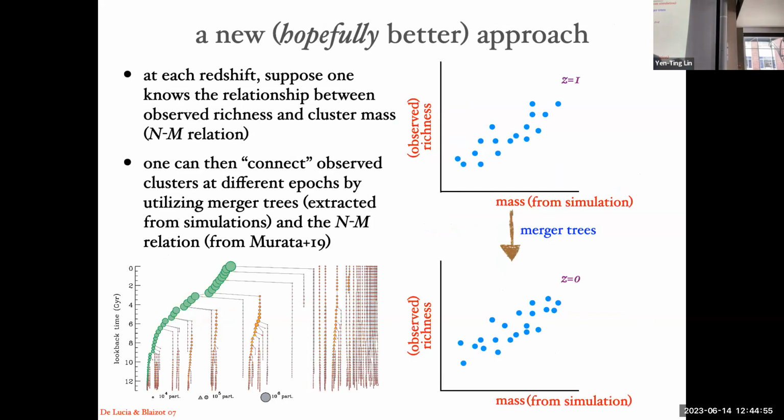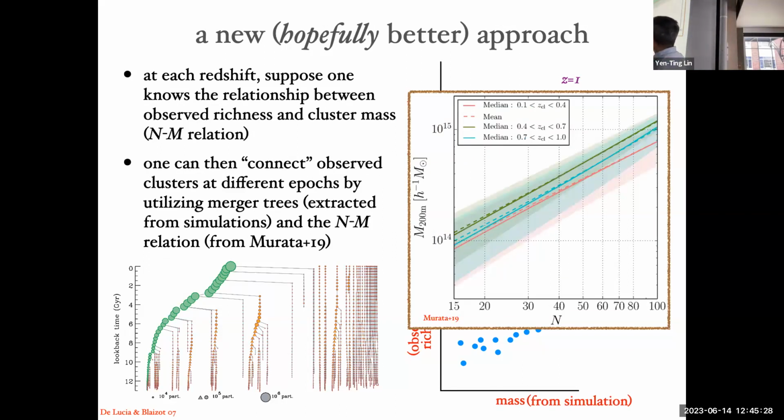We recently developed a new method to address this issue, which is very general and can be applied to many cluster properties. What this method requires are, one, a numerical simulation that provides merger trees for halos, which is easy nowadays, and two, a measurement between the cluster mass and cluster observable. In HSC clusters, we use richness. So in Murata et al. 2019, they used weak lensing to measure the richness-mass relation, or MN relation, out to redshift 1.